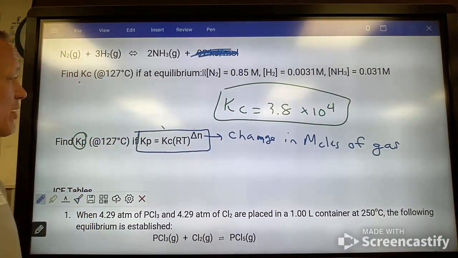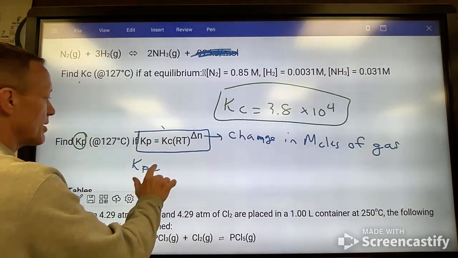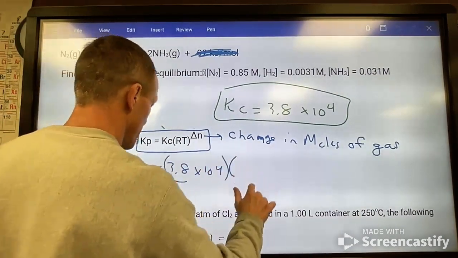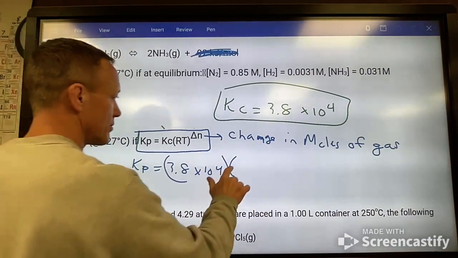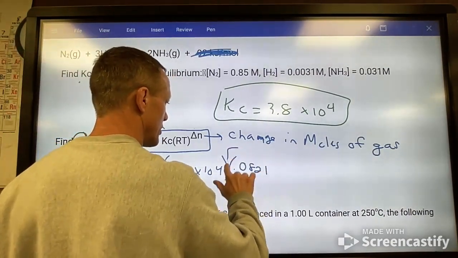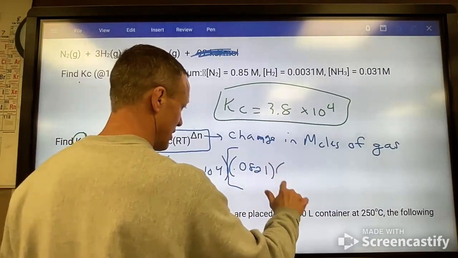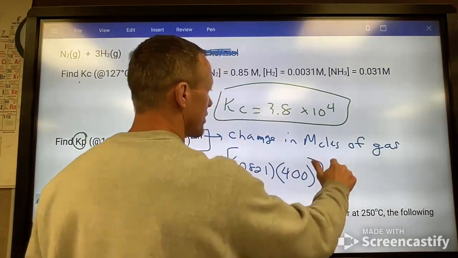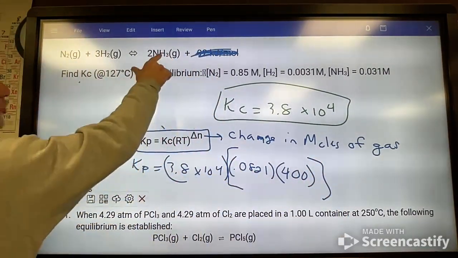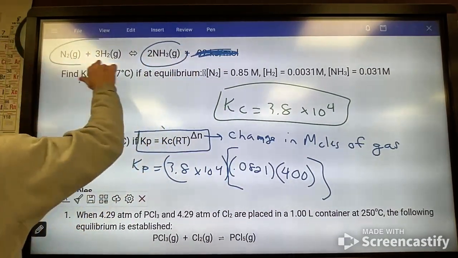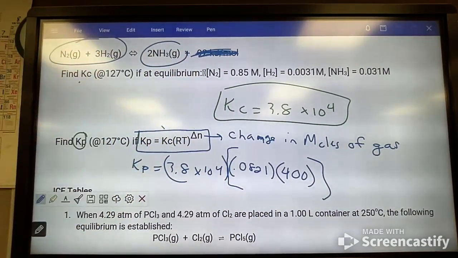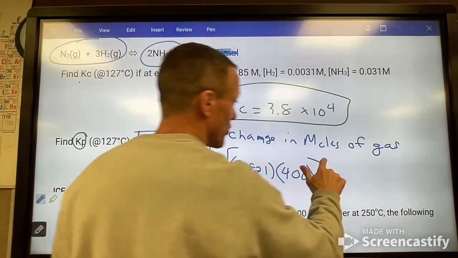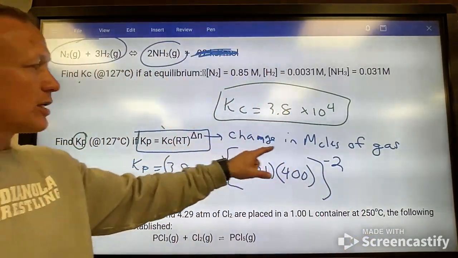So if we think about this, if we want to get our Kp equals our Kc, so 3.8 times 10 to the 4th times R, which is 0.0821, times T in Kelvin is 400 Kelvin, remember it's plus 273, to the change in moles power. Well, there's two moles of gas here and 4 moles of gas there. 2 moles minus 4 moles. We're going down by 2 moles as the reaction goes, so it's to the negative 2 power. So that change in moles is that power there.